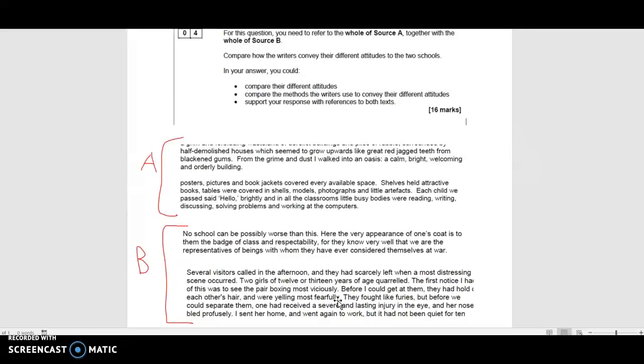Okay. So that's a little overview of question 4. So find where the writer gives their opinion, comment on how they've done that, and make sure you compare both texts.